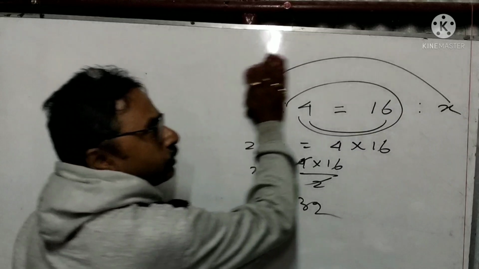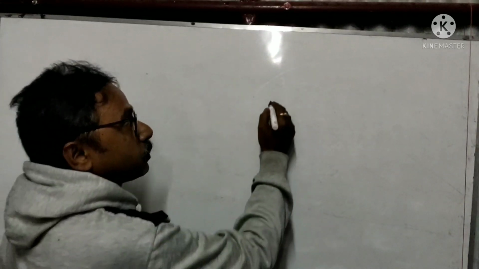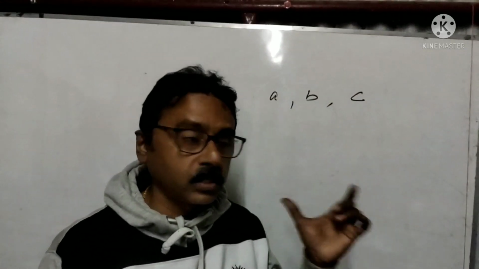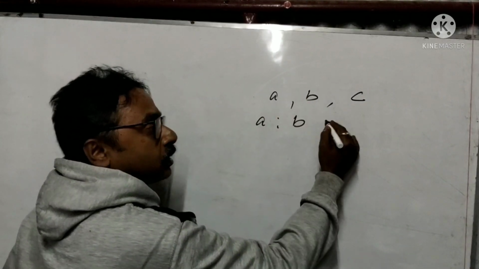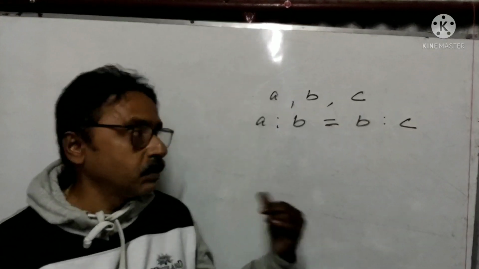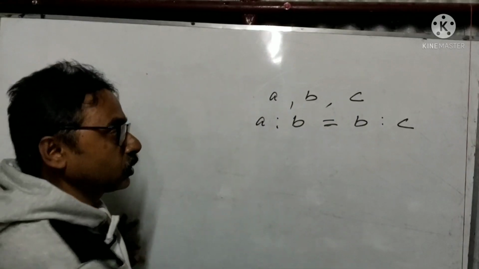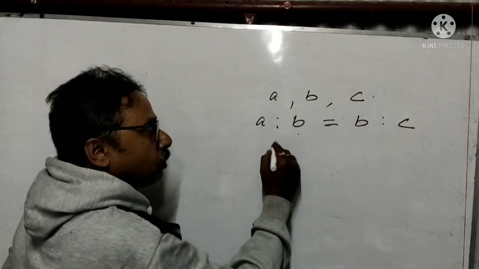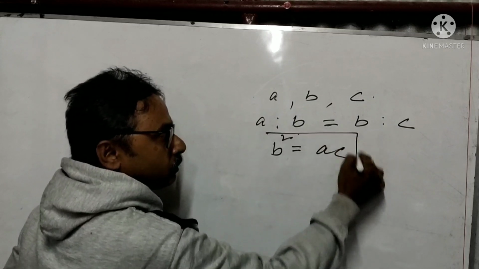Now suppose three numbers A, B and C are said to be in continued proportion. This means the ratio of the first two, A to B, is equal to the ratio of B and C. The ratio of A and B is the same as the ratio of B with C. Then A, B, C are said to be in continued proportion. Here B is the mean proportion and A and C are extreme proportions. So the condition for continued proportion is B square equals AC.